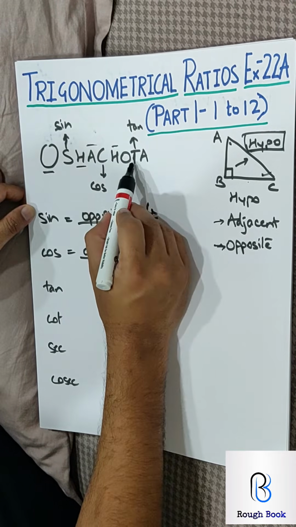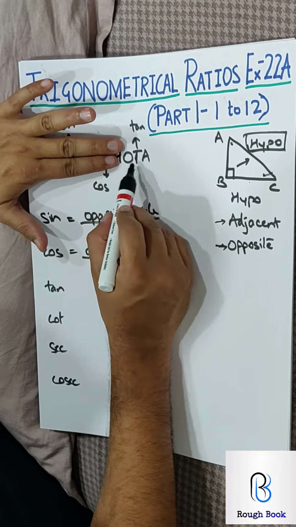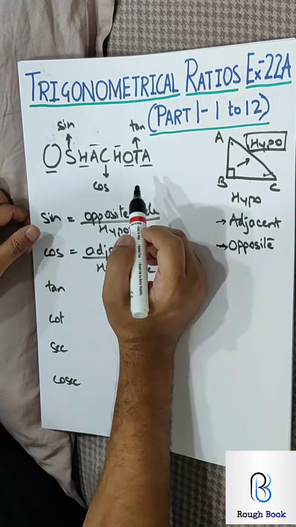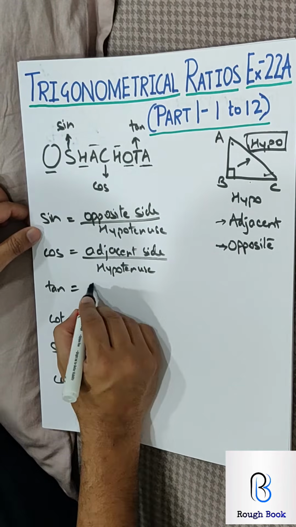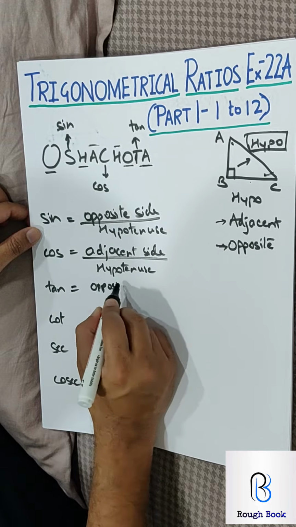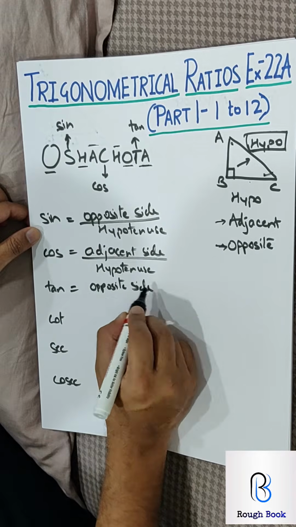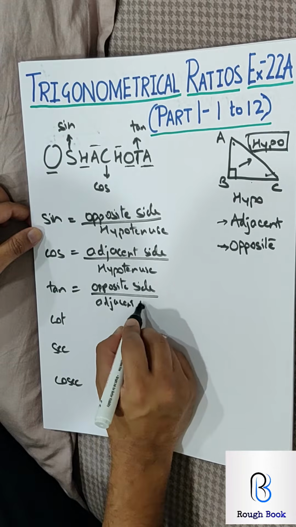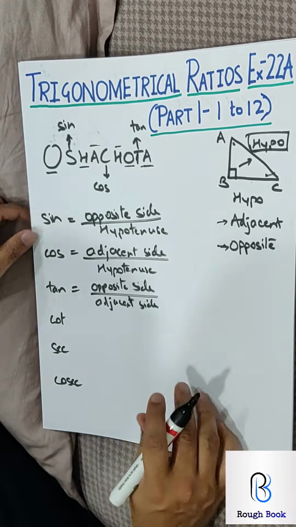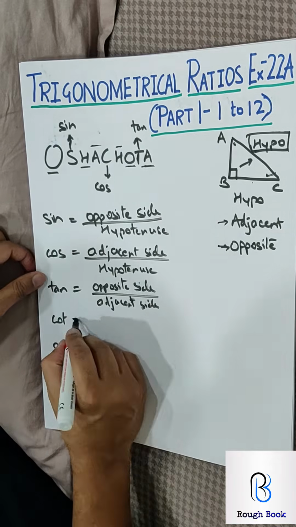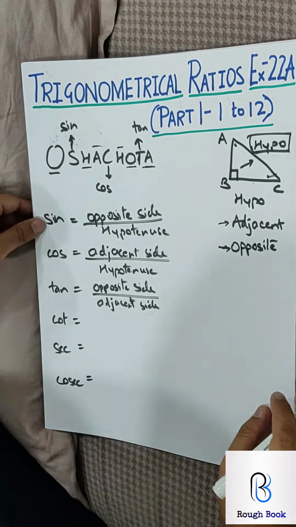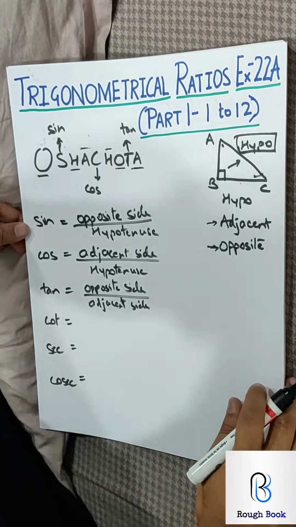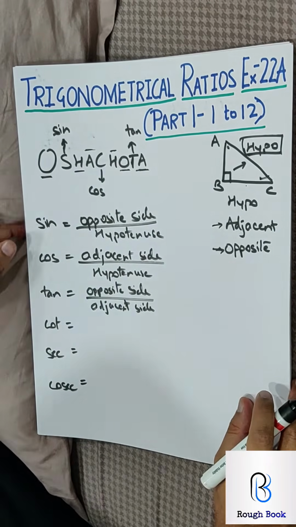The next one, tan. So now these 6 are exhausted. Now these 3. So what is O and A? O, superb, opposite side. And what is A? Adjacent side. Very good. Now once you know these three, the remaining three are very simple. You don't even have to learn them. Only the first three we have to remember, and that too we are using this acronym which helps us.